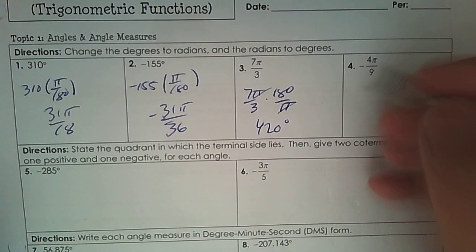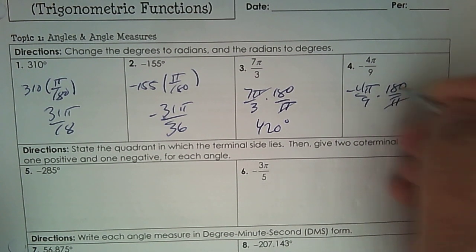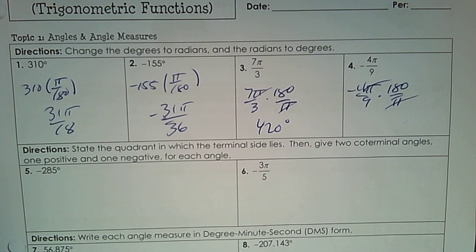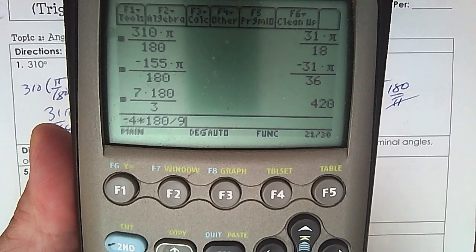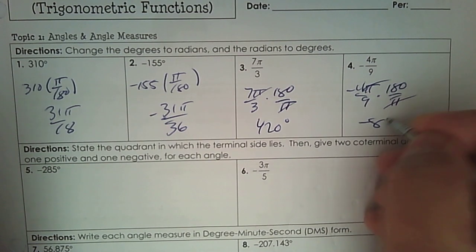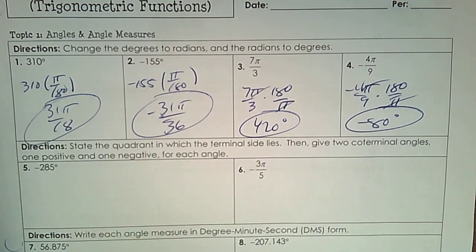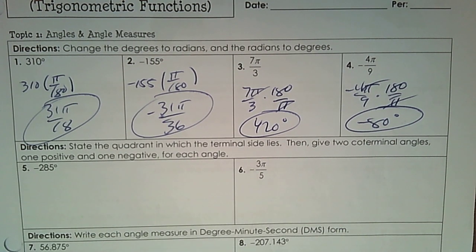Number 4, again, how do you change from radians to degrees? Times 180 over pi. Notice the pi's divide out, so I'm going to go negative 4 times 180 divided by 9. And I get negative 80 degrees. Easy peasy.